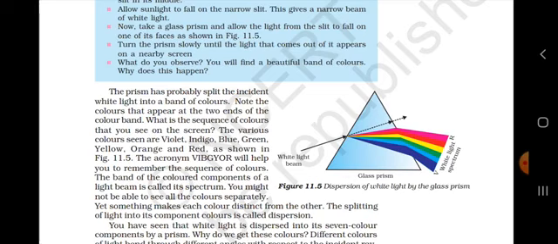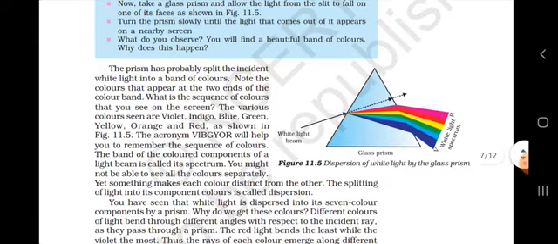The band of colored components of a light beam is also known as a spectrum. You might not be able to see all the colors separately, yet something makes each color distinct from one another. The splitting of white light into component colors is also known as dispersion.